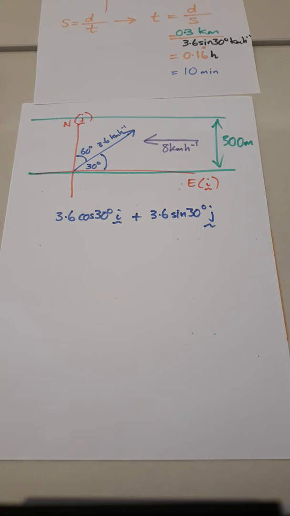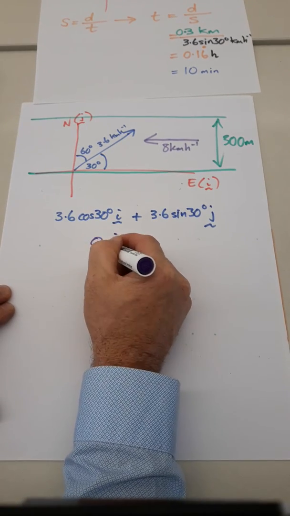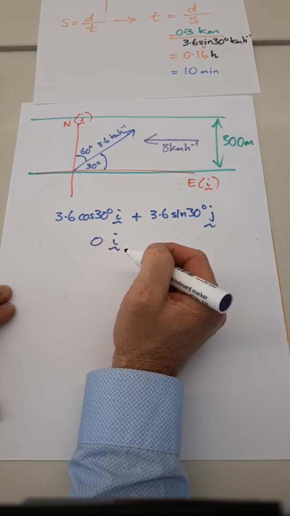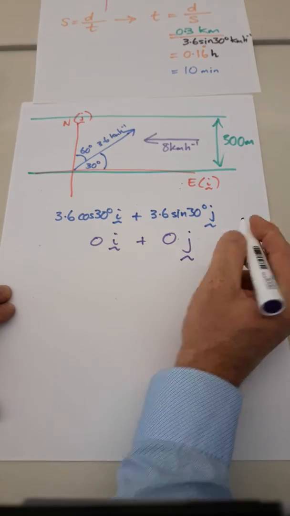And if I write the purple vector in component form, it's no j, it's heaps of i. How much i is it?